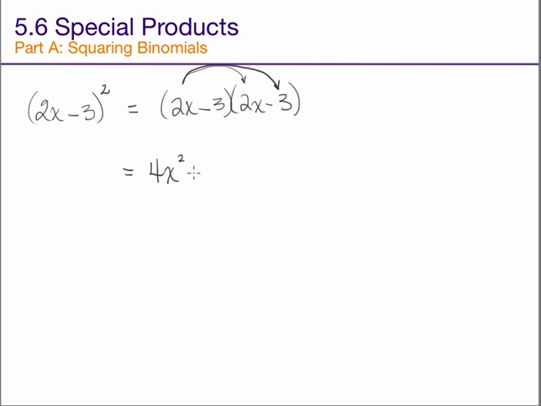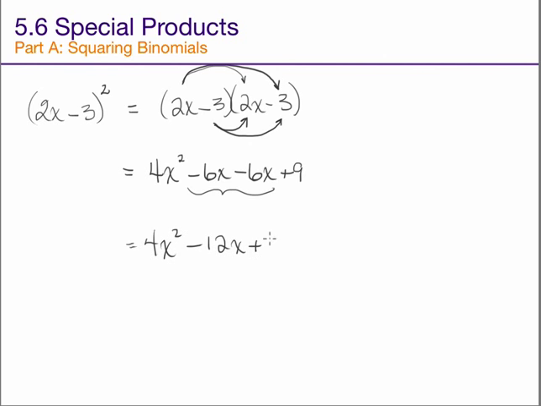2x times negative 3 is negative 6x. I've multiplied everything over here by 2x. Now I need to multiply everything over here by negative 3. Negative 3 times 2x is negative 6x. Negative 3 times negative 3 is positive 9. Combining like terms, here's my answer.